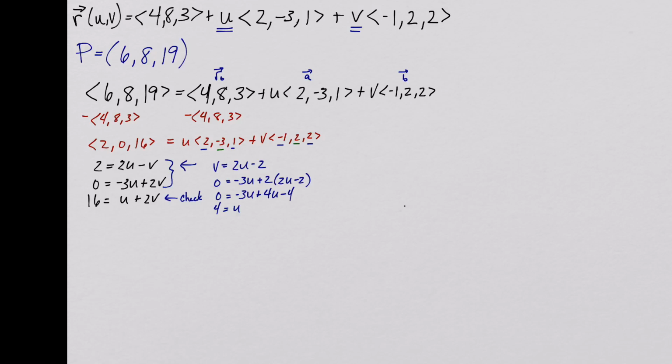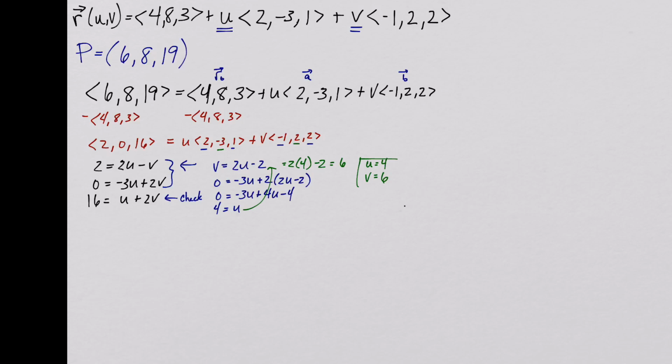Now what I've got to do is take that answer and substitute it back in up here. And so when I do that, it's going to say that v is equal to 2 times 4 minus 2, which is equal to 8 minus 2, or 6. Right? So what I've found is u is equal to 4, v is equal to 6.